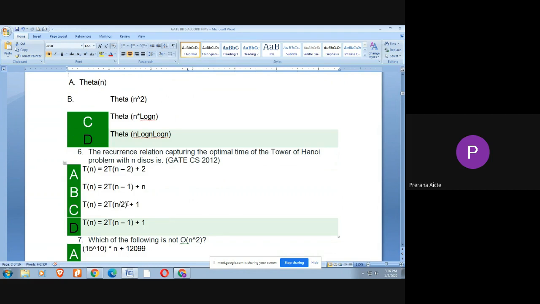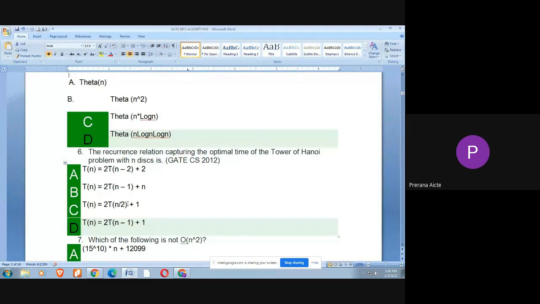Here we have to follow the rule that we should not place a smaller disk on the larger one, and every time we have to move only one disk. By following those rules, we have to move the n disks from one tower to the other tower. So what is the recurrence relation for this Towers of Hanoi problem?